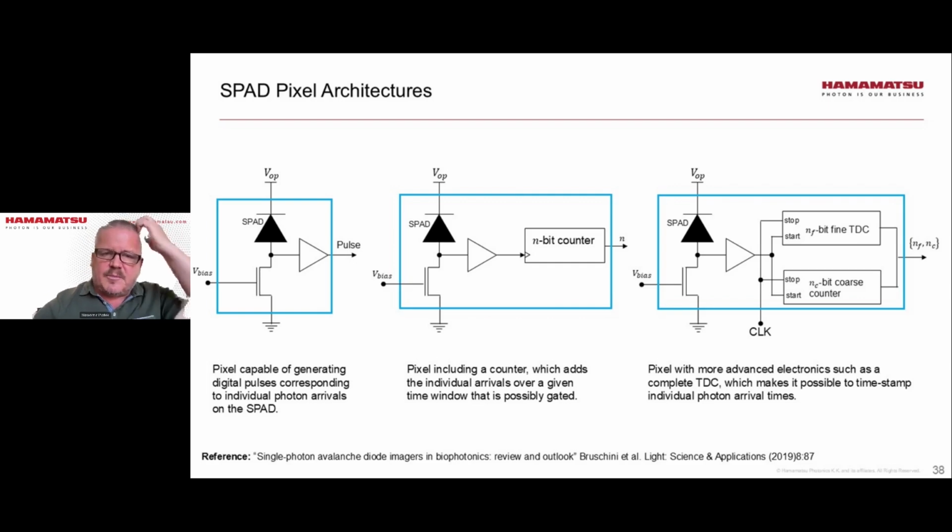So in this slide, we see a progression of a pixel. On the left-hand side, we have the simplest possible pixel, which has a quenching circuitry and the transimpedance amplifier. In the middle pixel, we've added an n-bit counter. So in this case, the output from this pixel would be the number of counts, not pulses, but number of counts within a certain integration time. And in the third pixel on the right-hand side, we've added also a time stamping circuitry, which means that the output will be not only the number of events, but also their occurrences, their times.